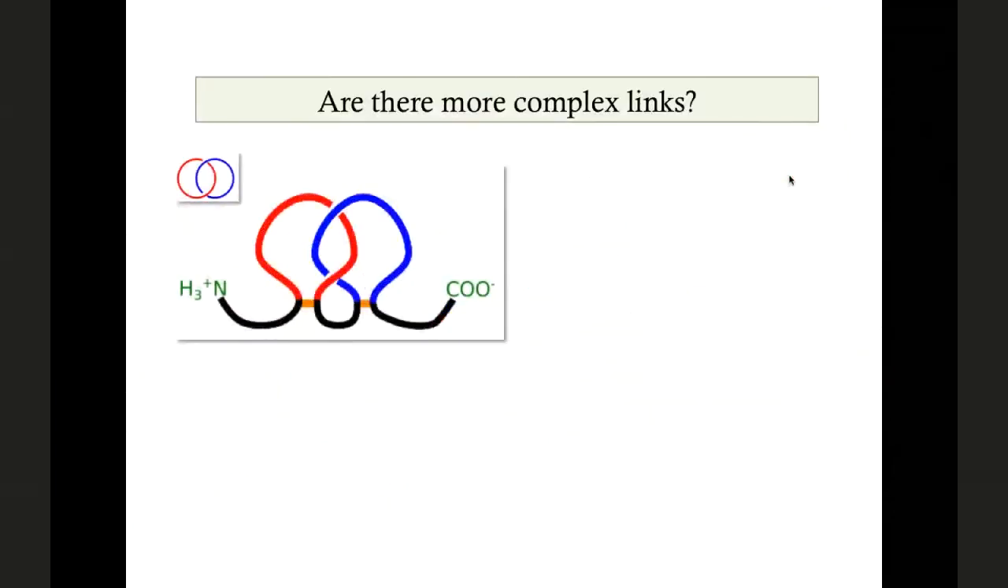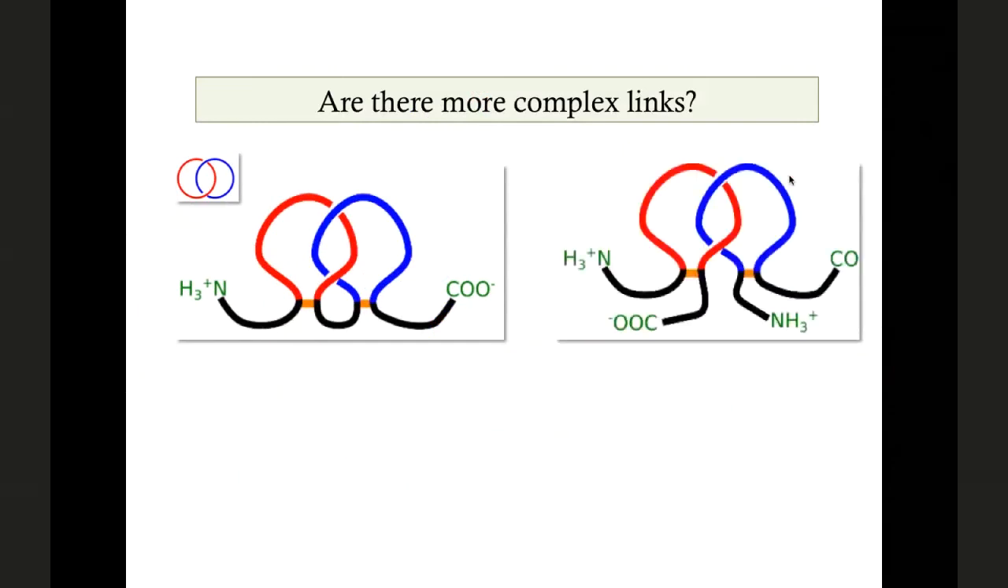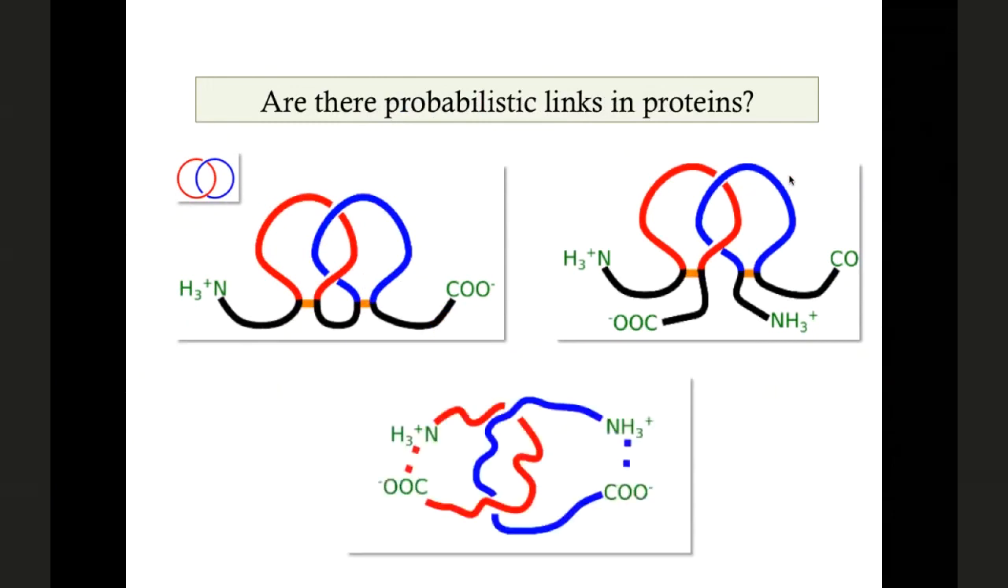And then I would like to finalize by asking, are there more complex links? So we can have a protein with two cysteine bridges, which makes a link, but we can also have two proteins that can be linked. And you can also ask about probabilistic links, as in the case of knotted proteins. So we can have two protein chains that can be linked, but we call this a probabilistic link because we have to close the terminus.